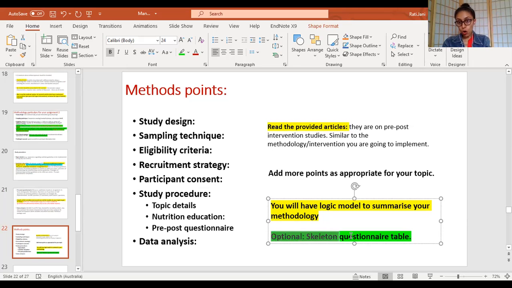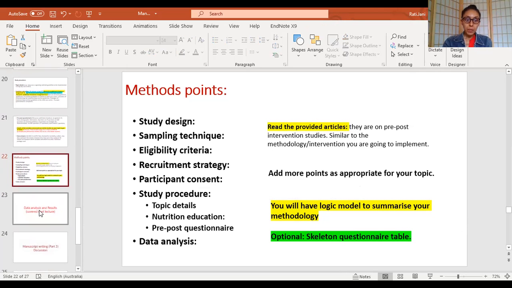And then, as I said, the optional skeleton structure questionnaire table, the one which I showed you in the Word doc, that is what I'm referring to. If you are short of words, then you can always have something like that.